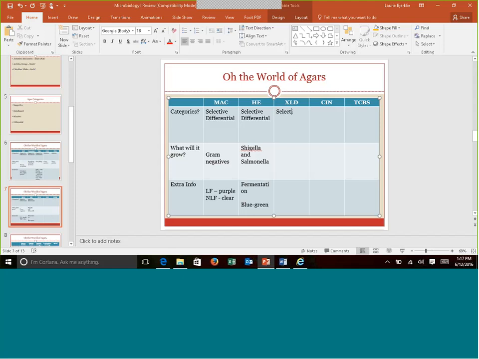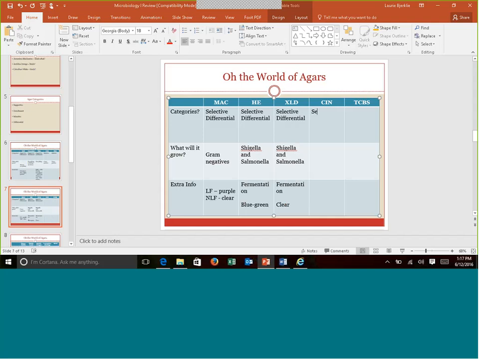And again, XLDs can be the same purpose. So most labs are just going to have one or the other. So selective differential grows against Shigella and Salmonella is what we're looking for. So again, the differential part is based on fermentation. So on these ones, I believe the Shigella and Salmonella will be clear colonies. And again, the Salmonella will have that black center.